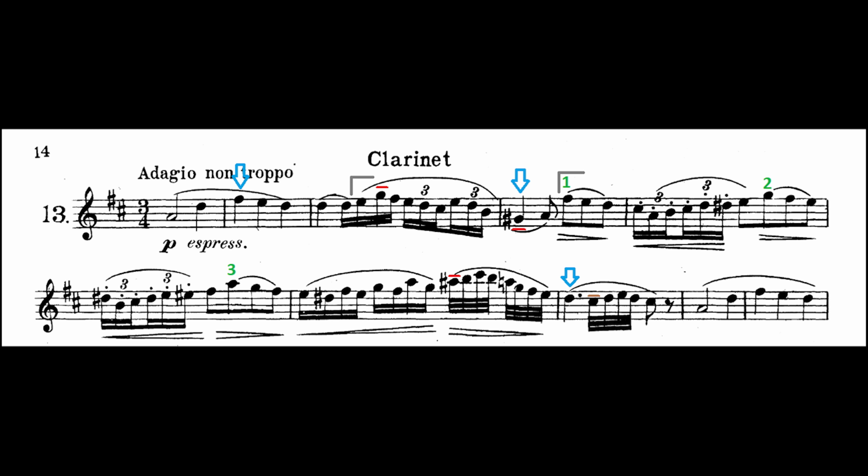Number 3 actually breaks the pattern, because the composer could have written this. But the composer chose to write this. If you notice, number 3 breaks the pattern, and that's the general way sequences work. Sequences almost always come in 3s.